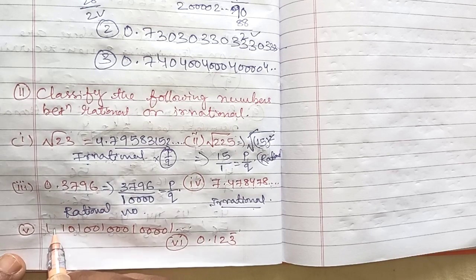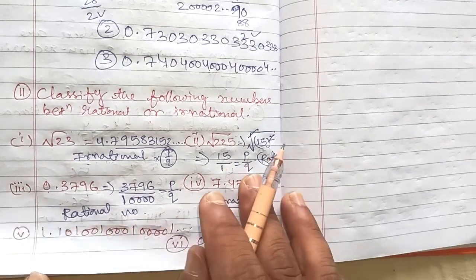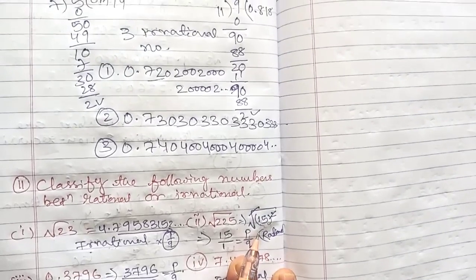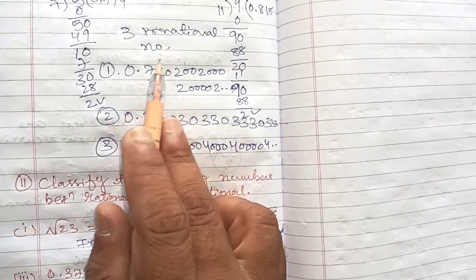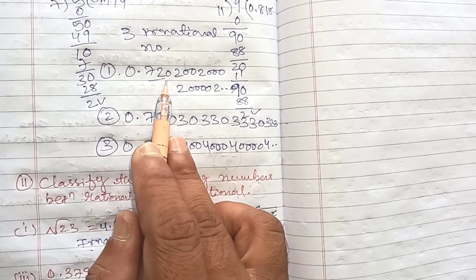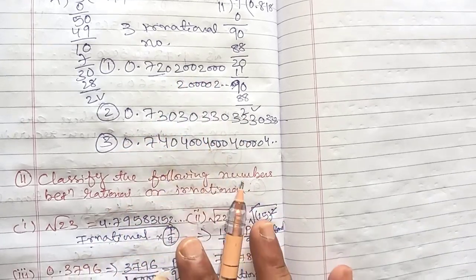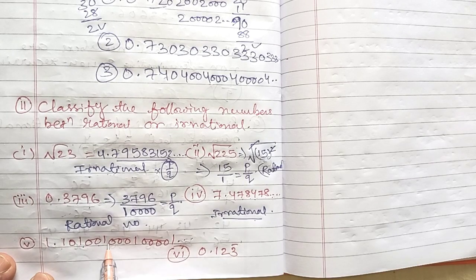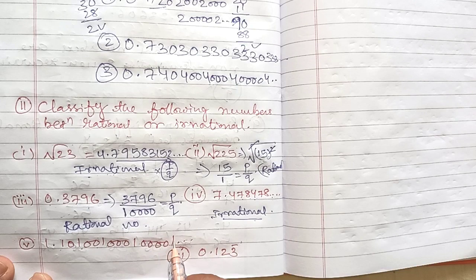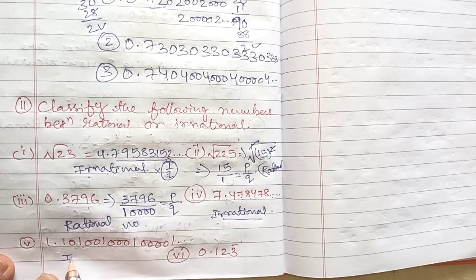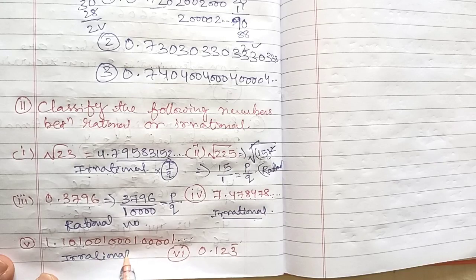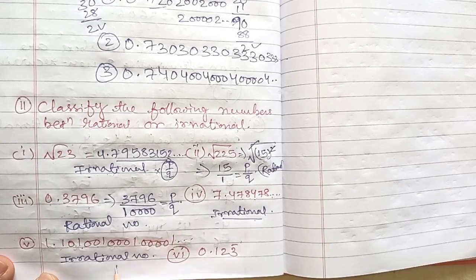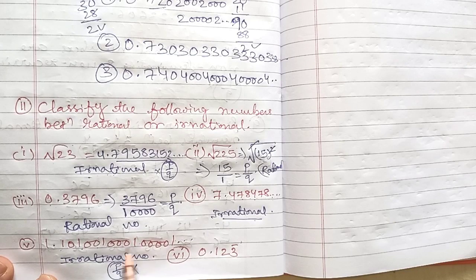Now the fifth bit. Just before this, in question number 10, I explained how to write three irrational numbers between rational numbers. Just now I have given an example. You can look here: 1.101, 001, 10001, 401 dotted. That means clearly it is an irrational number. Why? Because this cannot be represented in the form p by q. This number can never be represented in the form p by q, so it is an irrational number.